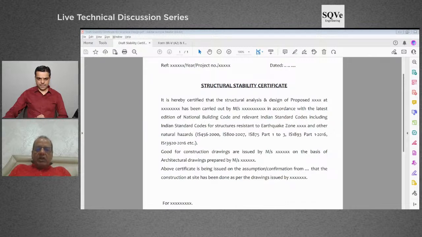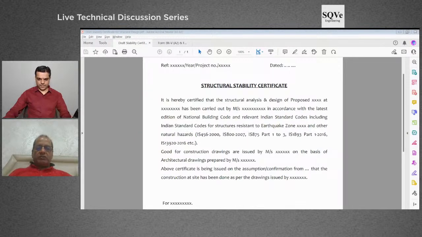They should be mentioned. In addition, as I mentioned, we should also include here, in the building description, the building height, number of floors, and maybe total area. Even if it is an RCC or steel building, it should be mentioned here. Good for construction drawings are issued by Messrs. Structural Consultant on the basis of architectural drawings prepared by whosoever was the architect. And the above certificate is being issued on the assumption of confirmation. If you get a certificate, it is good. That is the best thing: that a certificate should be obtained from site, that the construction at site has been done as per the drawings issued by the structural consultant.